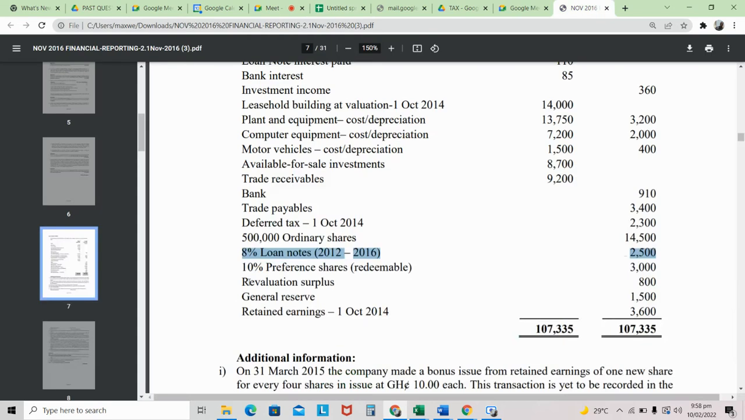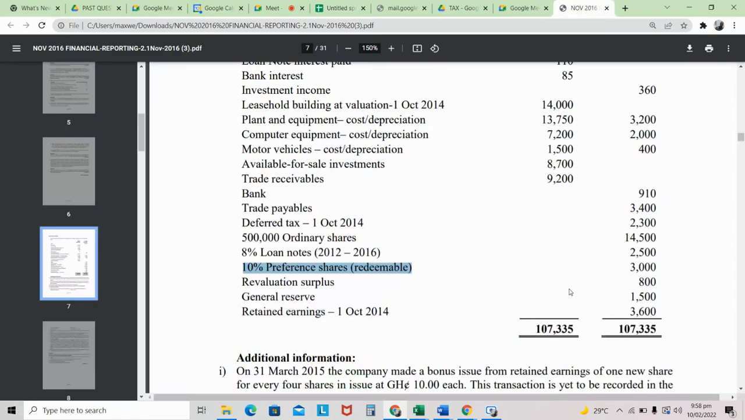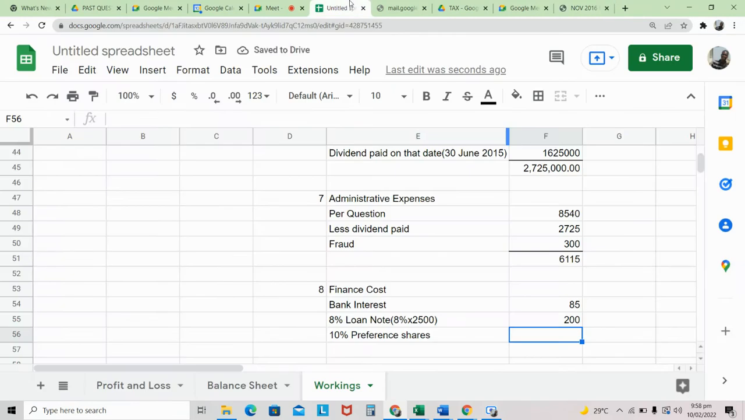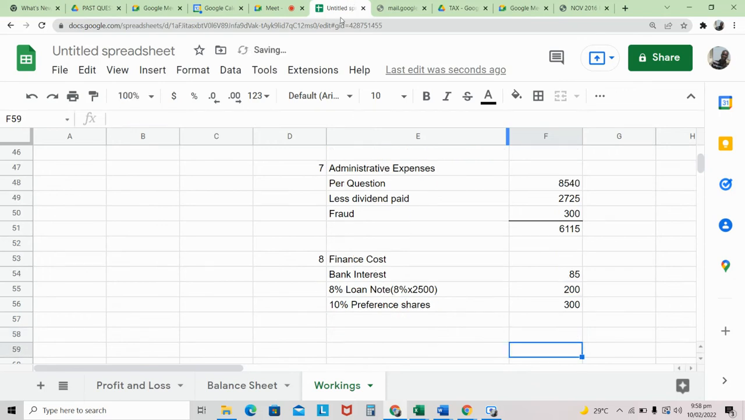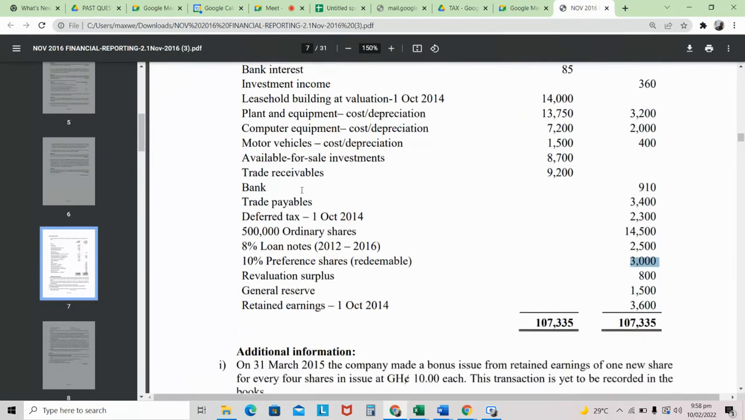Then the next one is the 10% preference shares. This is also an interest bearing instrument. So that one too, it will be 10% of 3,000, this one. So the interest will be 10% times 3,000 like this. Okay, so when you finish, I think that's all for the interest.